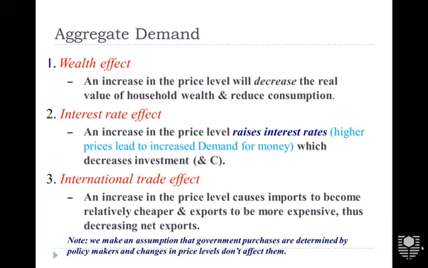International trade effect: an increase in the price level causes imports to become relatively cheaper and exports to be more expensive. So whenever there is an increase in the price level, the net exports will reduce. We make an assumption here that the government purchases are determined by the policymakers, and changes in the price level don't affect them. So when we talk about what happens to different components of aggregate demand when price levels change, we don't discuss government purchases there, because government purchases are highly influenced by the policies of the government. So we leave that part here.